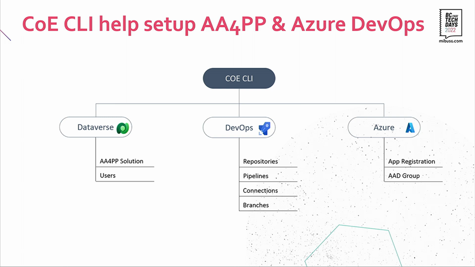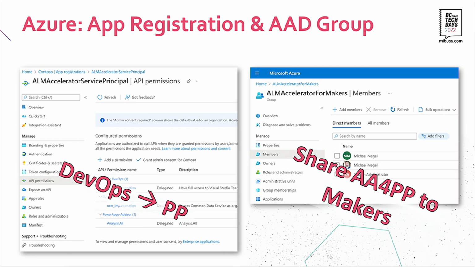When I have a source code repository, I want to build an app. That means I also have some pipelines. And these pipelines use a connection to Dataverse to import the solution automatically, as well as to export it previously. I also have to set up some branches for the full development process. In Azure, we have an app registration, we have a security group, which is used to add some persons who can use this tool.